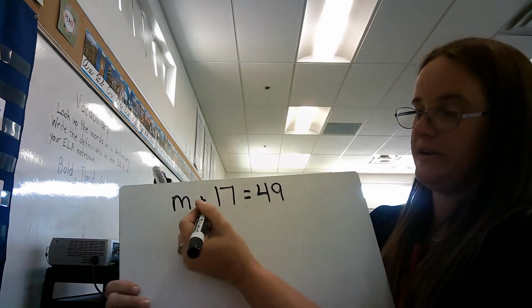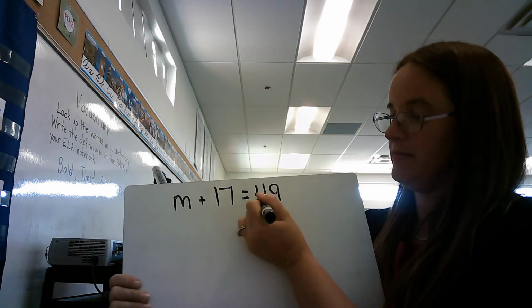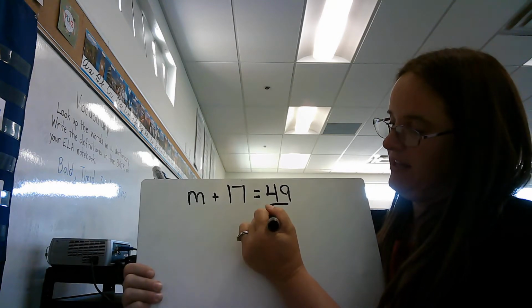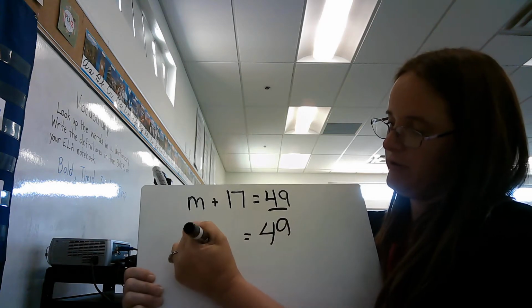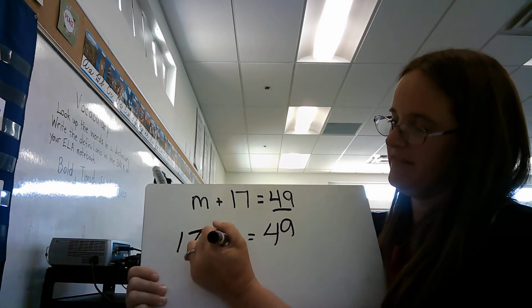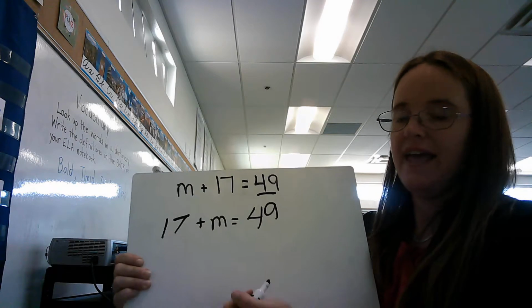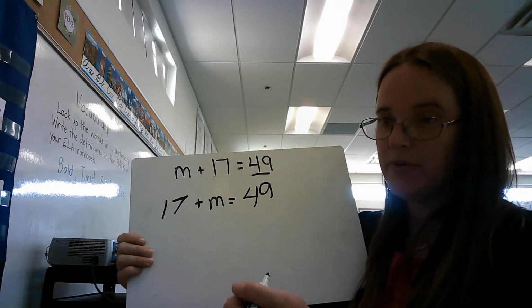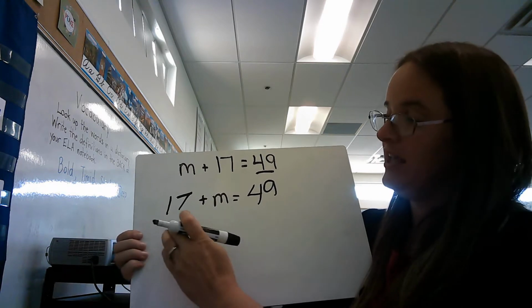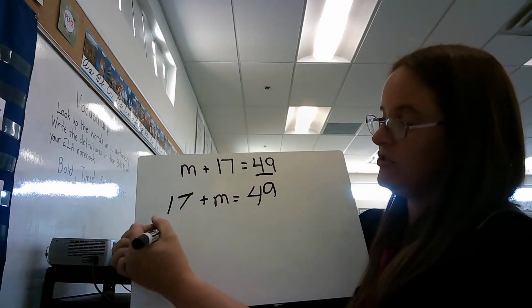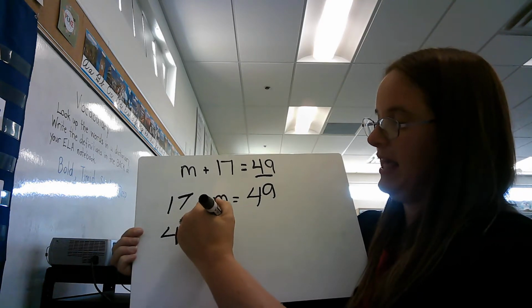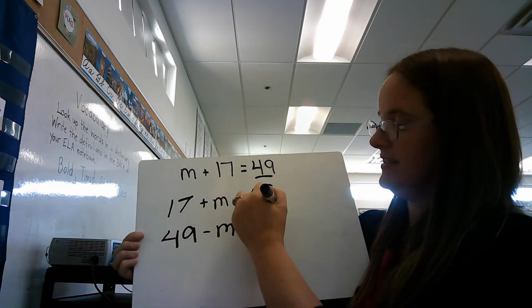49 is the biggest number. In an addition problem, your big number is always at the end. So we can have another addition problem that will equal 49. We can just flip-flop 17 and M. And then we need to look at our subtraction problems. So where does our big number go in a subtraction problem? It goes at the beginning. So I need 49 minus M equals 17.